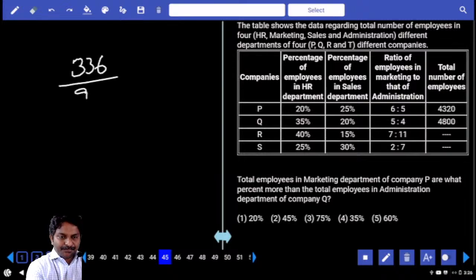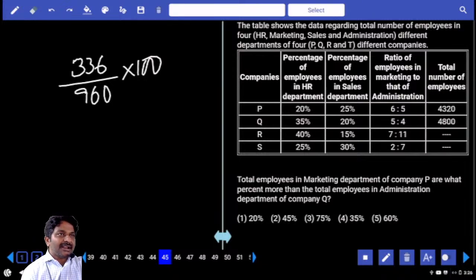336 more than 960, into 100. We were asked to calculate percentage. What is 10%? Can we write 4 less than 100? 30 percentage, 4 threes, 12 less than 300.